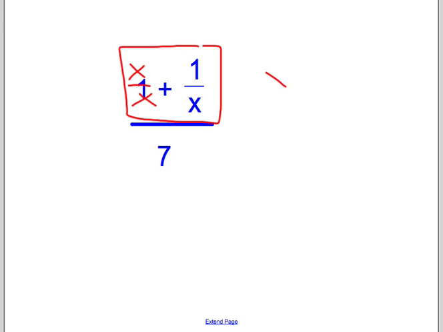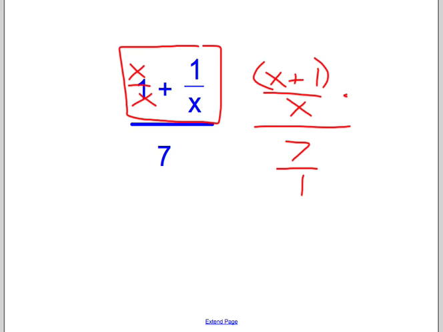Now I can add, I have x plus 1 over x, and I'm going to put that in parentheses, over 7. And 7 as a fraction is 7 over 1. So I want to multiply by the reciprocal, 1/7. So 1 times the quantity of x plus 1 is still just going to be x plus 1. And on bottom I have 7 times x, so 7x. Can I reduce my x's? No, I cannot reduce my x's because the x on top is being added and is a part of that quantity.